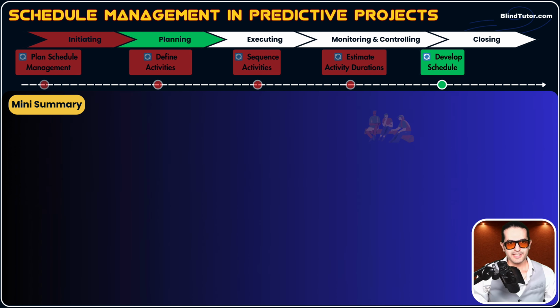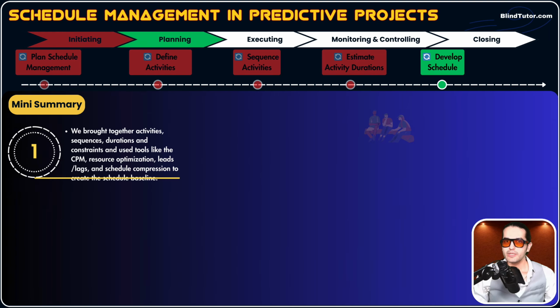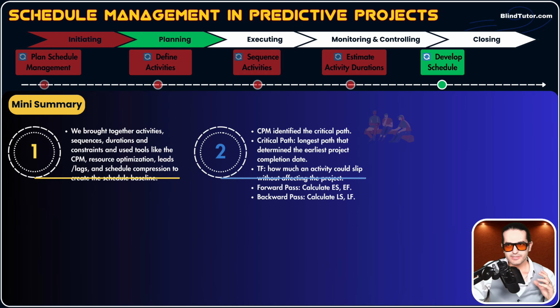Look up there, guys: schedule management in predictive projects. What phase? Planning phase. What process? Develop schedule process. And welcome to the mini summary. What exactly did we do, guys? We started off with working on our schedule network diagram. We applied the first tool and technique called CPM, critical path method.